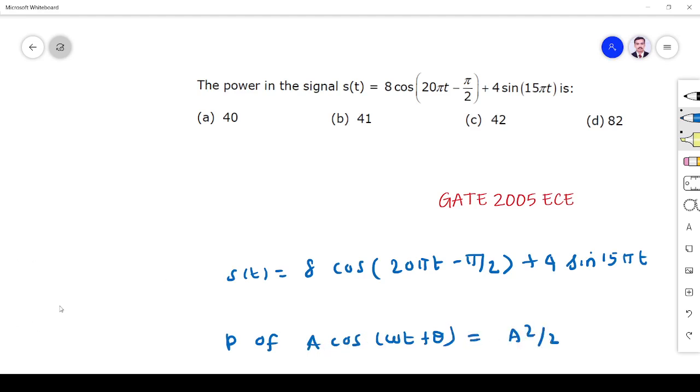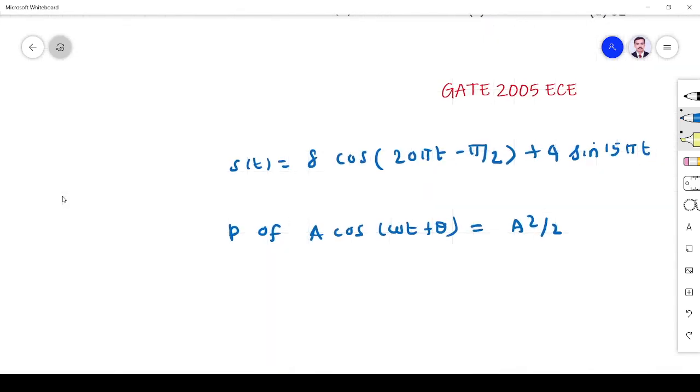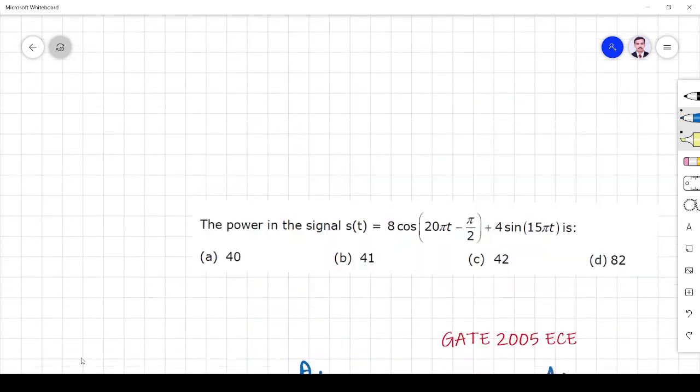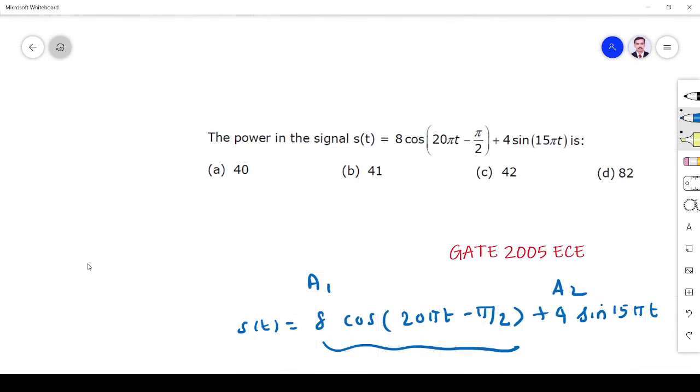So for this s(t), the power of this one: here it is A1, here A2. So first one A1 squared by 2, so 8 squared by 2, plus this one A2 is 4 squared by 2. 64 by 2 is 32, plus 16 by 2 is 8. So this is 40. Power of s(t), right? So 40 watts. So power of s(t) is 40.